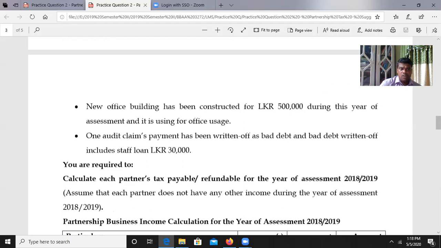Next note, which is related with audit claims. Payment has been written off as bad debt, and bad debt written off includes staff loan LKR 30,000. In this case, you should understand, any bad debts related with a staff loan or supplier loan cannot be allowed, because they are not related with the nature and the purpose of the business. That's why we can't allow. So that should be added with the accounting profit when we calculate the assessable business income from the partnership.